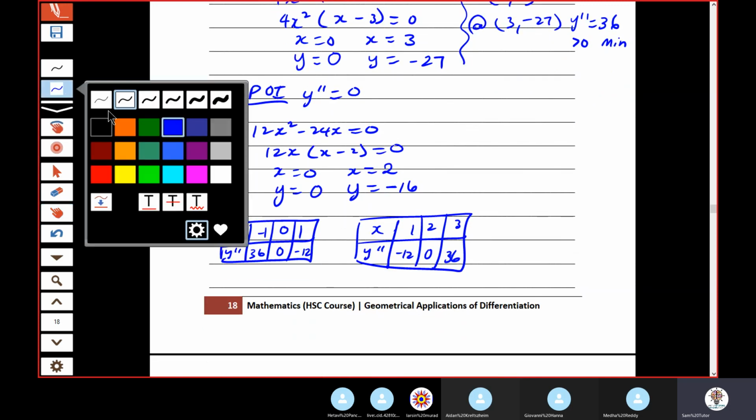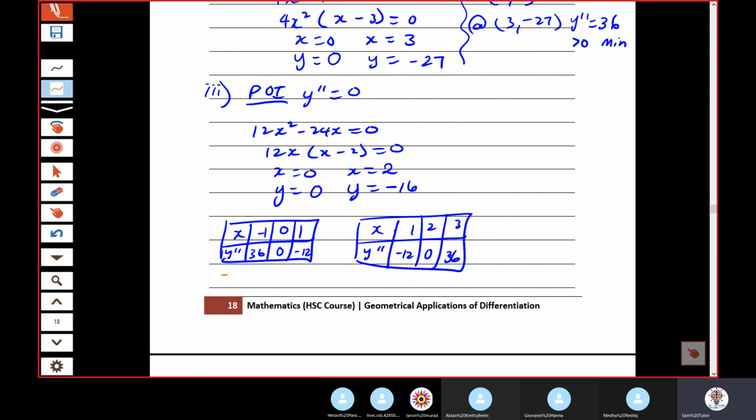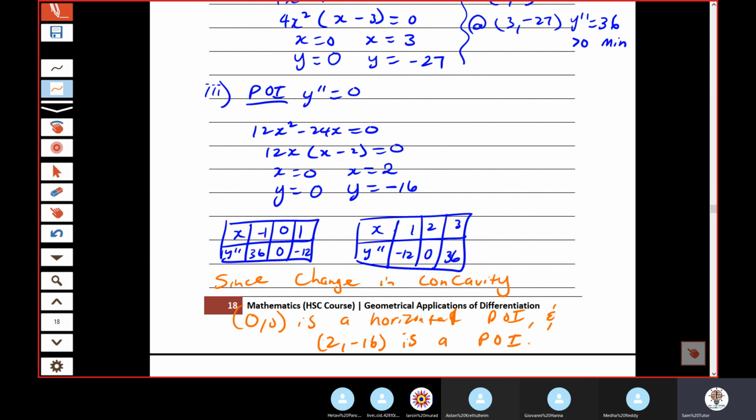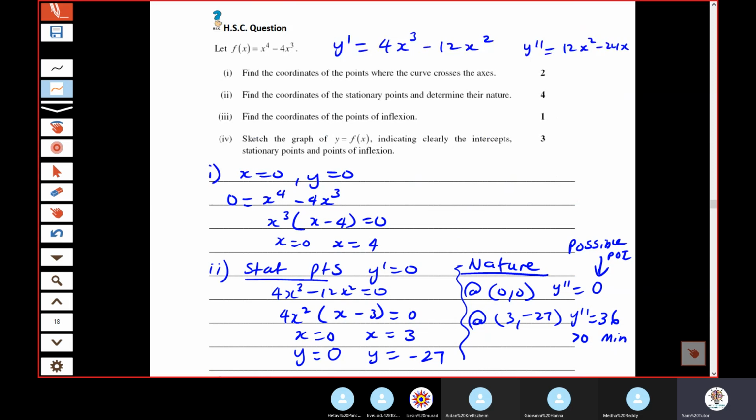So let's write that now. Since change in concavity, 0, 0 is a horizontal point of inflection, and 2 and -16 is a point of inflection. Good job. And I think the last bit was to sketch it.